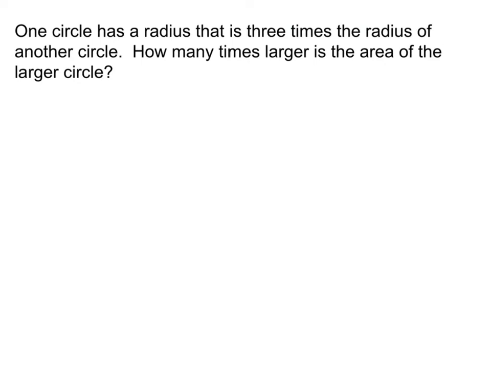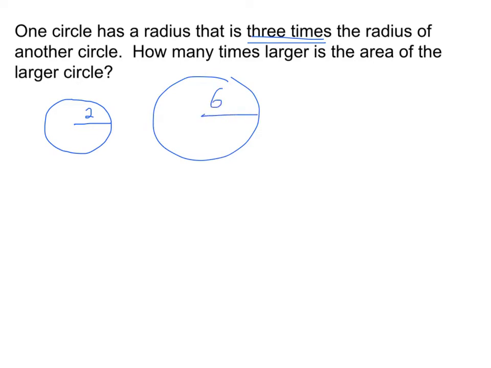So let's start like this. First off, we're going to draw a picture and experience it, and then we'll see how it fits into the formulas that we saw on the last page. So let's just draw some circles. Here's a circle with a radius of 2, and I just made that up. And now let's have a circle whose radius is 3 times that size. So here's a circle with a radius of 6.